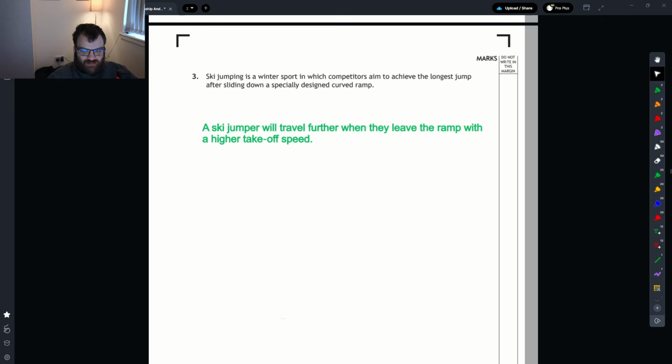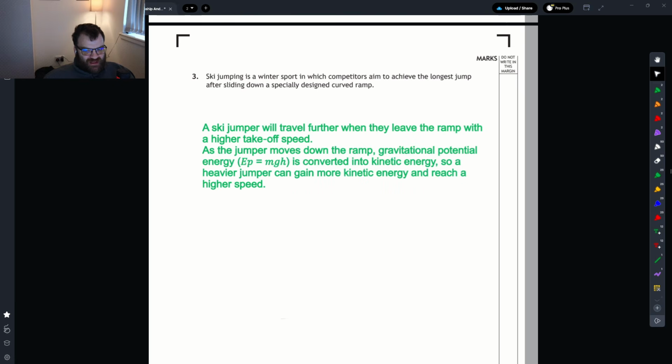So one thing that will affect the length of the jump will be their takeoff speed. A higher takeoff speed will result in the jumper travelling a further distance. The gravitational potential energy that is gained by moving up to the top of the ramp is converted into kinetic energy, and the heavier jumper will gain more kinetic energy because they will have a higher gravitational potential, because it's involving mass with the mgh, and that will allow them to reach a higher speed and then travel further.